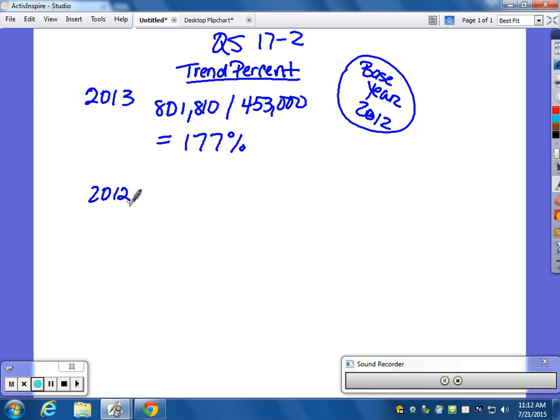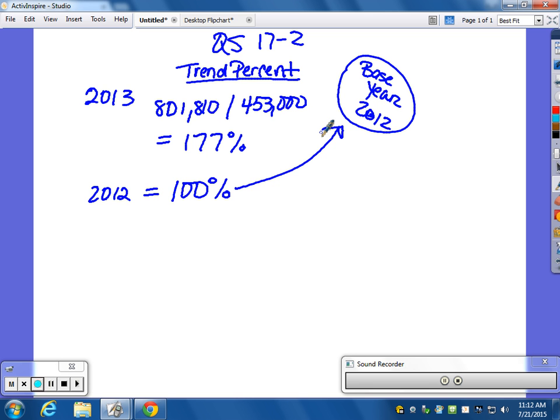Good. And then for 2012, the trend percent is going to be what? Yep, 100%, because 2012 is also the base year. Good.